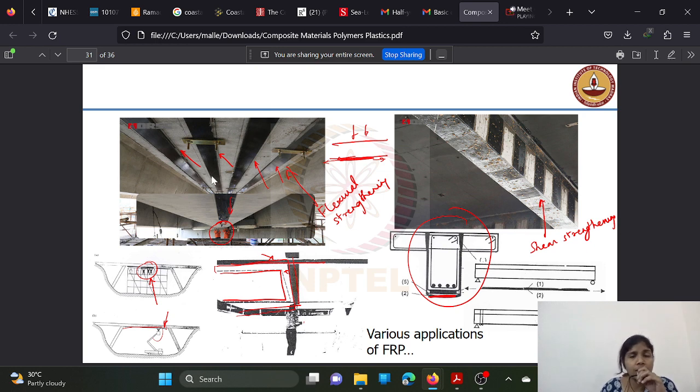It will take care of the tensile strength when the beam gets deformed with some loading on it. So it will take care of the tensile loads, so that the concrete will not fail in tension. And if you arrange it in this direction, it will take care of the shear stresses. That is the major applications of FRP.